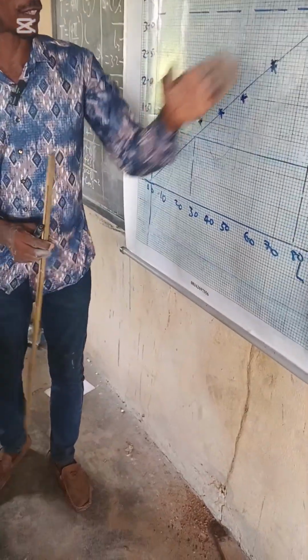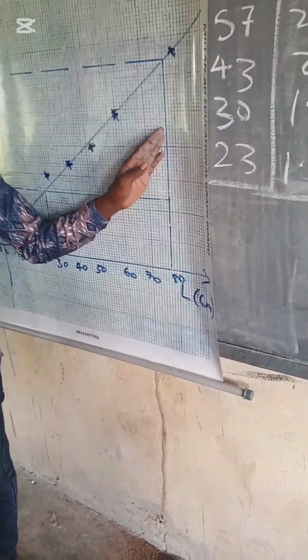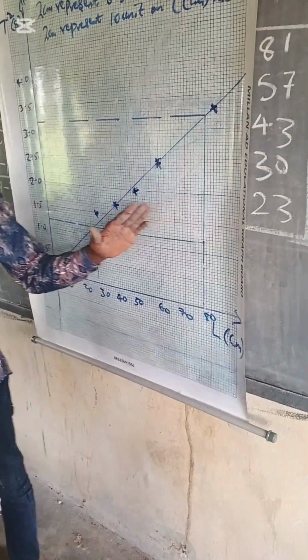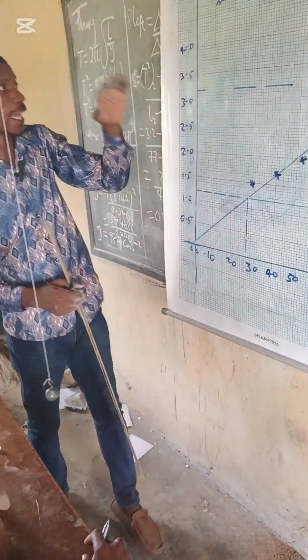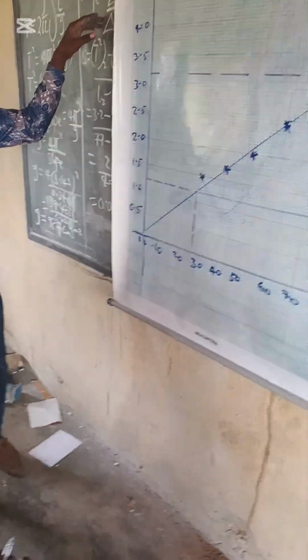Now, as you can see, this is the slope, the right angle triangle. Your right angle triangle must be reasonable. It's not supposed to be a very small right angle triangle. This is a large right angle triangle. Now, at the end of this, we were able to get our slope. Our slope is this one.